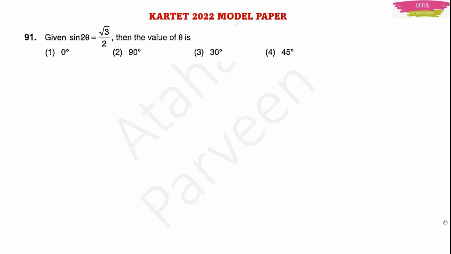Next question. I have taken this question from a model question paper. Question is, given sin 2 theta is equal to root 3 by 2, then the value of theta is. See, just now I told you, right? Square root of 3 by 2 means you should know that it should be cos 30 or sin 60.